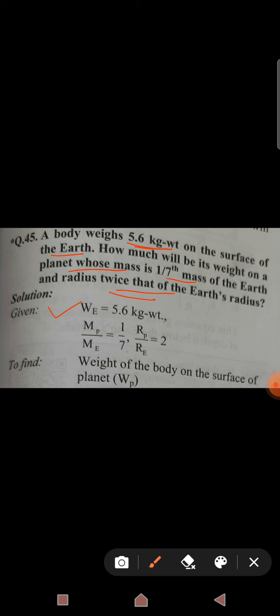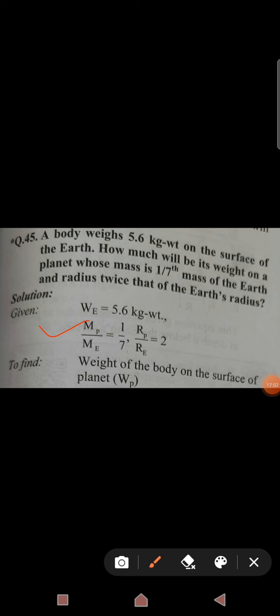Now here the mass of the planet is 1 upon 7 the mass of the earth, so you may write that Mp, mass of the planet, is equal to 1 upon 7 multiplied by Me, that is the mass of the earth. And if we take the ratio Mp upon Me, then we can write it as 1 upon 7. So as per the question, Mp is equal to 1 by 7 that of the mass of the earth. So we can write Mp upon Me is equal to 1 upon 7.